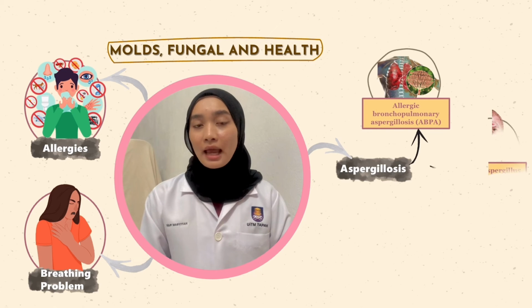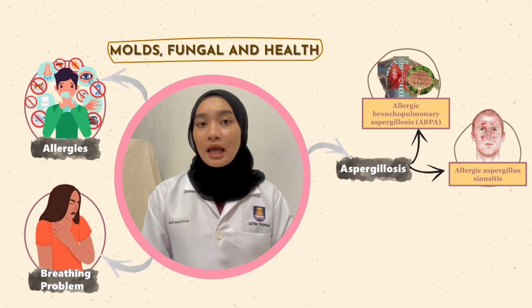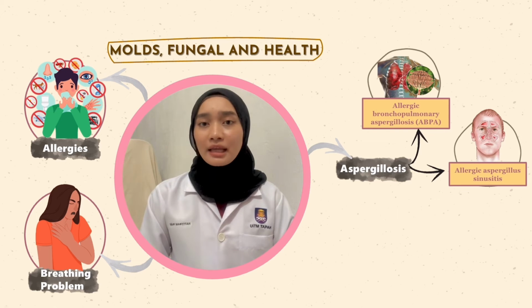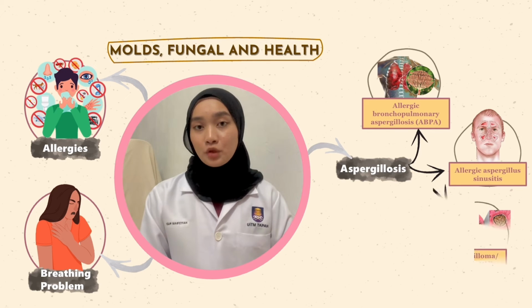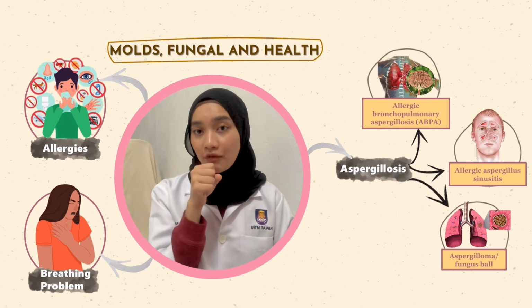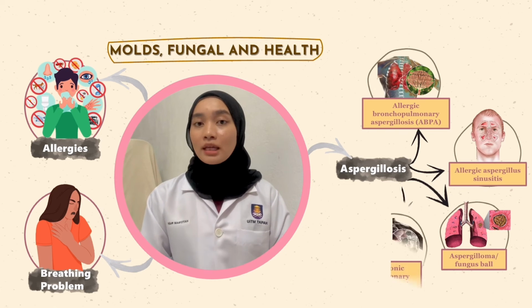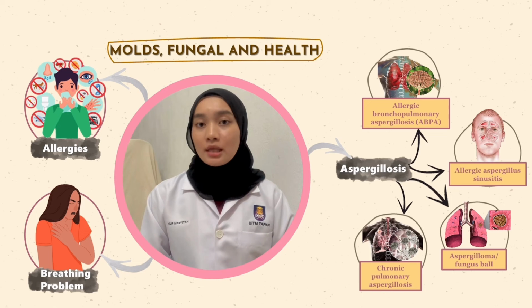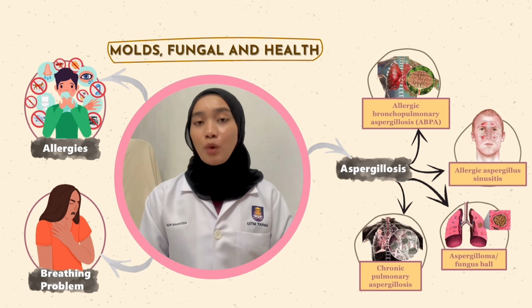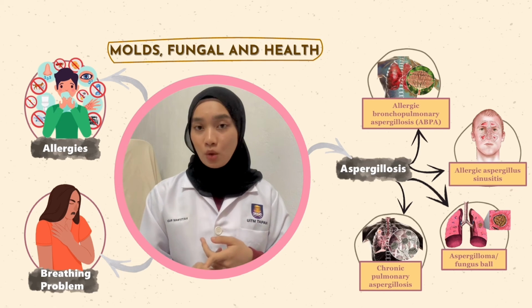The second one, allergic aspergillus sinusitis. This affects the nose and can involve a headache. Aspergilloma. This can cause a cough, which may produce blood as well as breathing problems. Chronic pulmonary aspergillosis. Symptoms may include breathing problems, a cough, and weight loss.